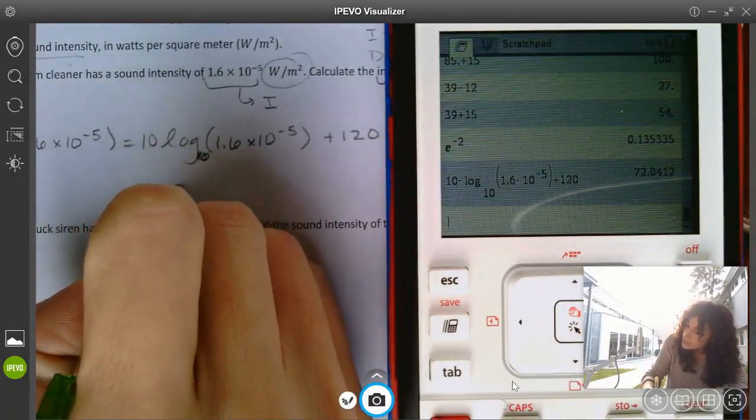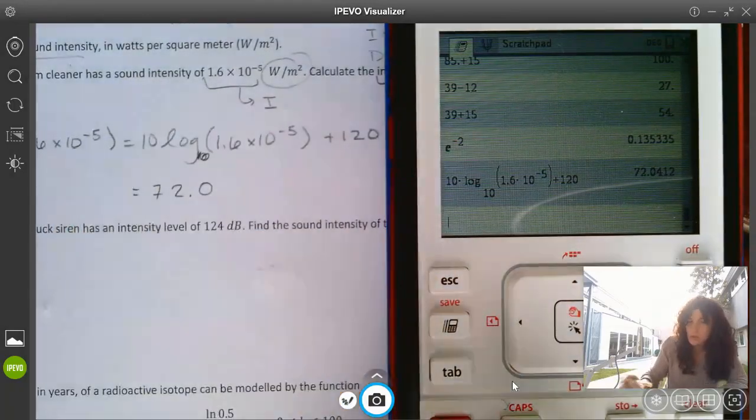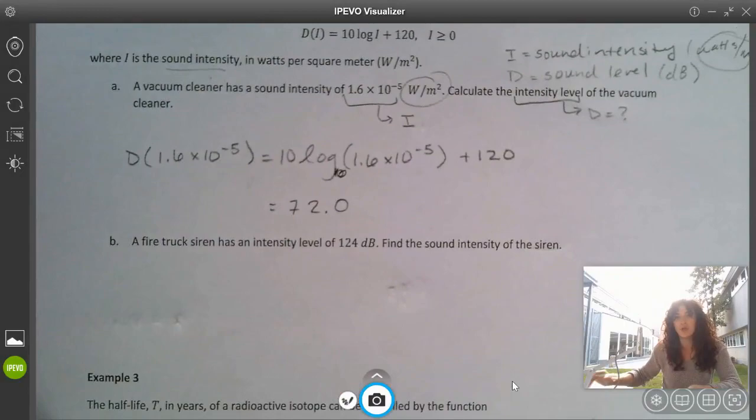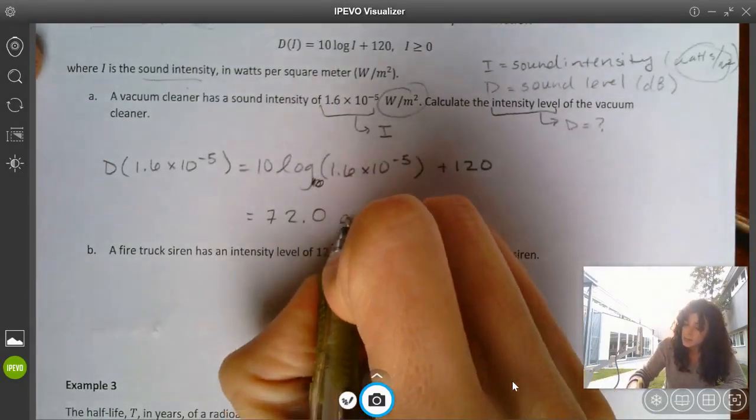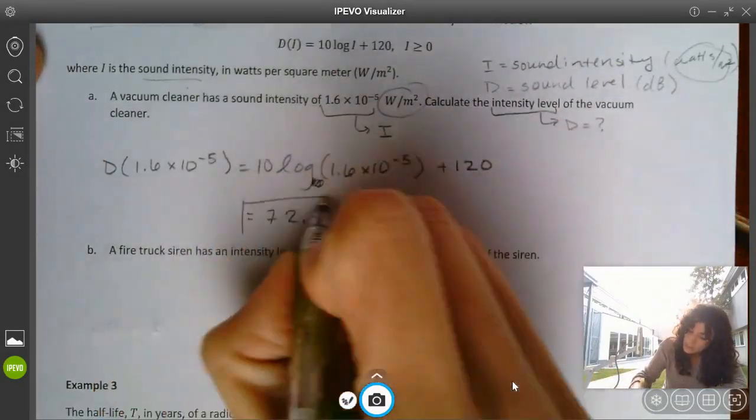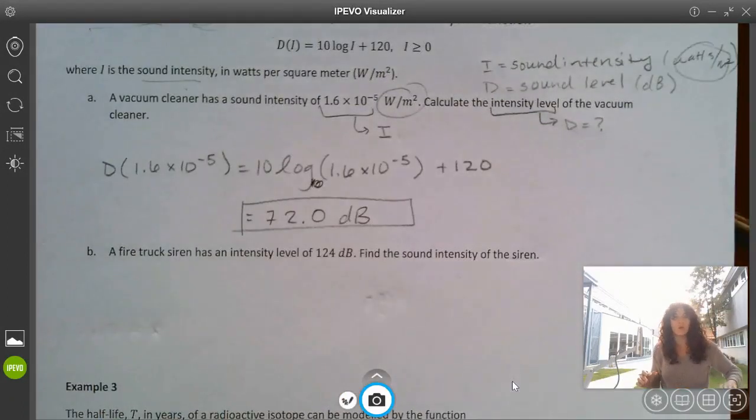So we get 72.04. So for 3 sig figs, I'll do 72.0. And then put in that unit of measurement, decibels, it's about 72 decibels.